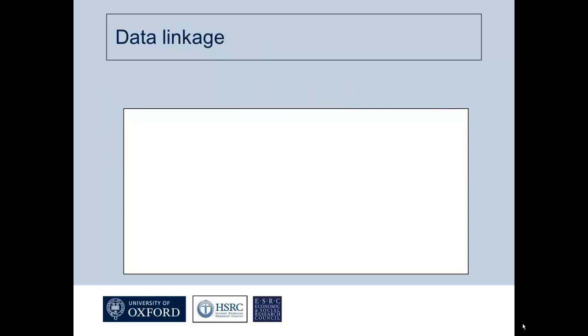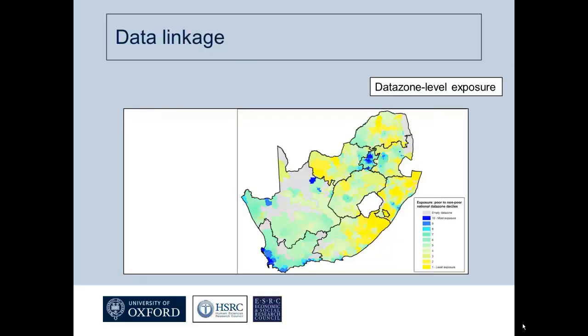Firstly, with regard to data linkage, the exposure to socioeconomic inequality variables, which we constructed earlier in this project, were constructed at the data zone neighbourhood level. And I'm presenting a map here showing the whole of South Africa and how the levels of exposure to socioeconomic inequality from the perspective of the poor population are geographically contoured.